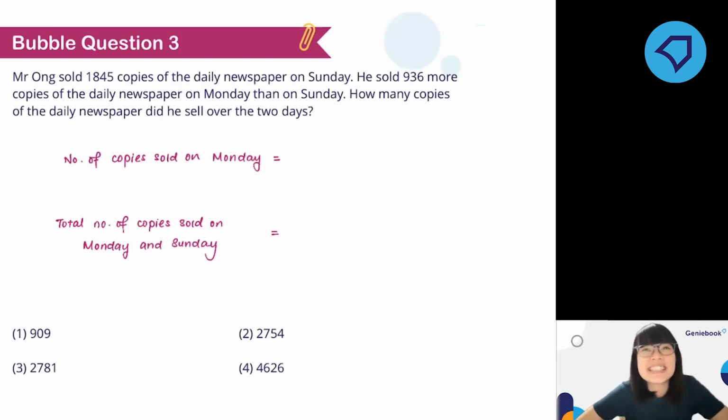All right, so let's go through this one. A majority of you got the correct answer. A handful of you gave me option number 3. If you gave me option number 3, you're missing one more step. All right, so let's take a look over here. The first thing that we need to do is to find the number of copies sold on Monday. So we know that he sold more copies on Monday than on Sunday. So when you see the word more in this case, we need to do addition. Correct. So on Monday, he sold more. We need to take 1,845 plus 936.